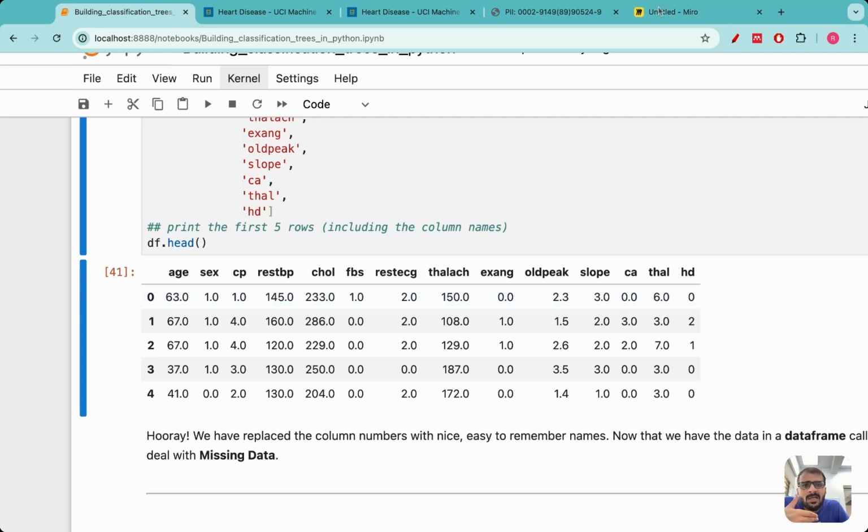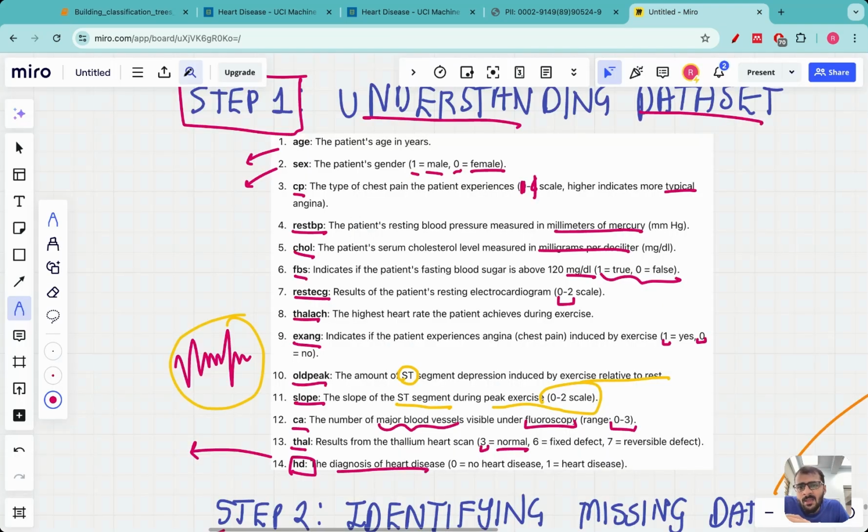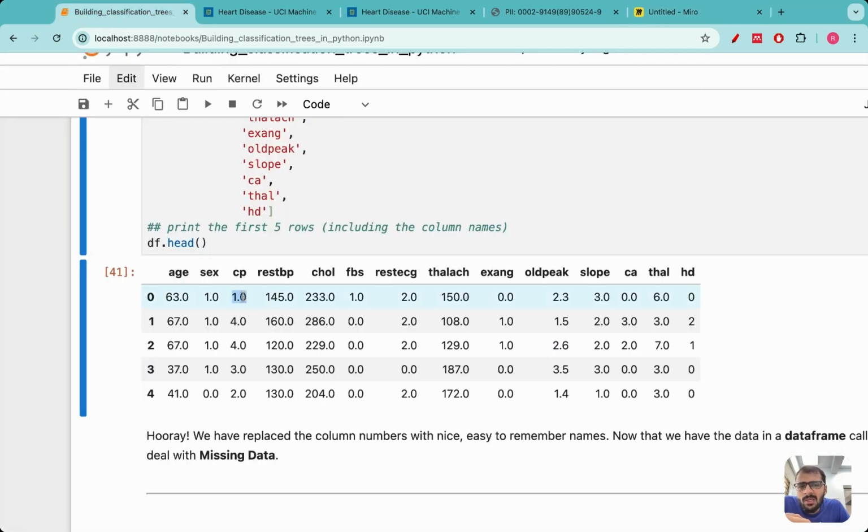So if you actually understand what these variables mean, when you look at a row like this, you will get a fair sense of the patient and how they are generally doing. This is good for intuition building. So that means you are not just a robot who is just looking at the data, but you actually understand what's going on.